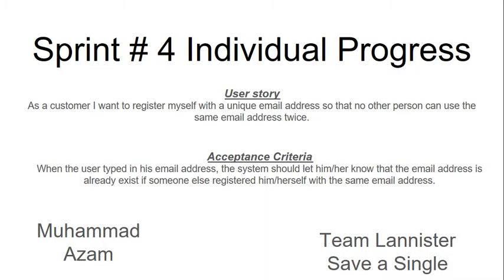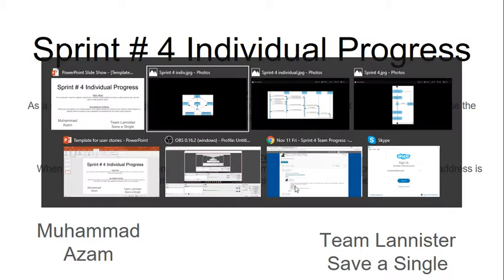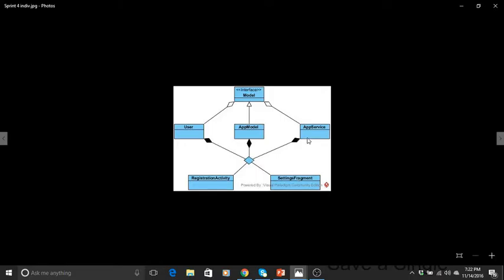As a customer, I want to register myself with a unique email address so that no other person can use the same email address twice. I want to show you this user story in three different UML diagrams. First, I show you in the class diagram. This user story I implemented in the registration activity class.